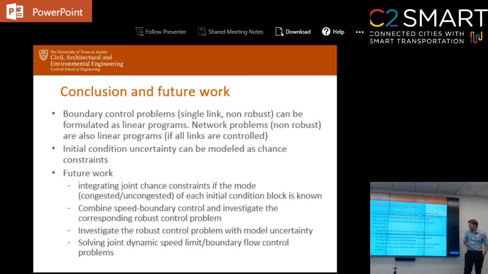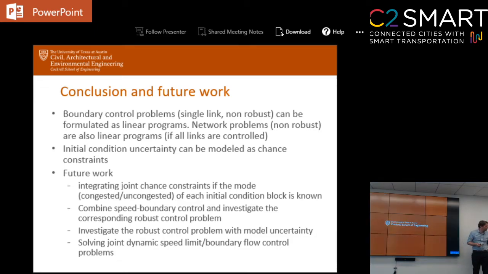We'd like to see what could happen with model uncertainty if we can actually rewrite these nonlinear constraints in some tractable form. And what we are trying to do right now is trying to solve the dynamic speed limit problem and boundary flow control with one of my students. So that concludes my talk for today.